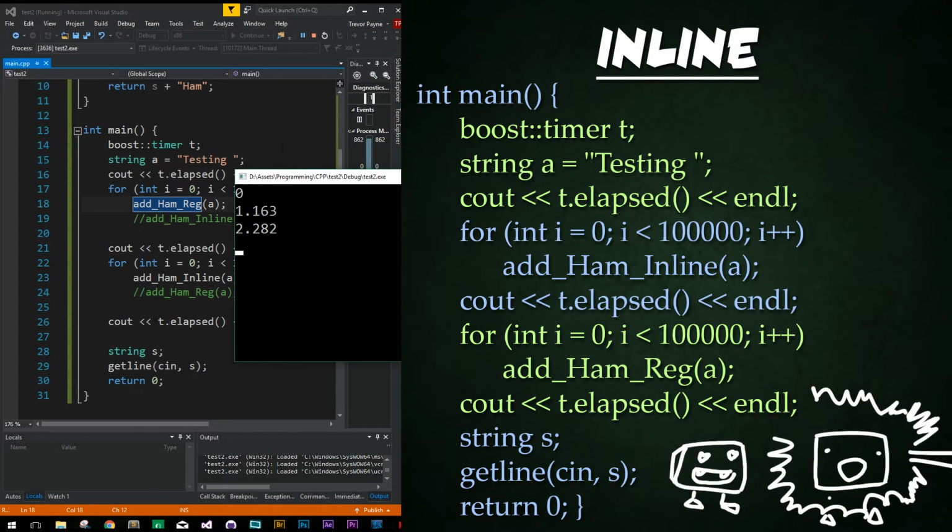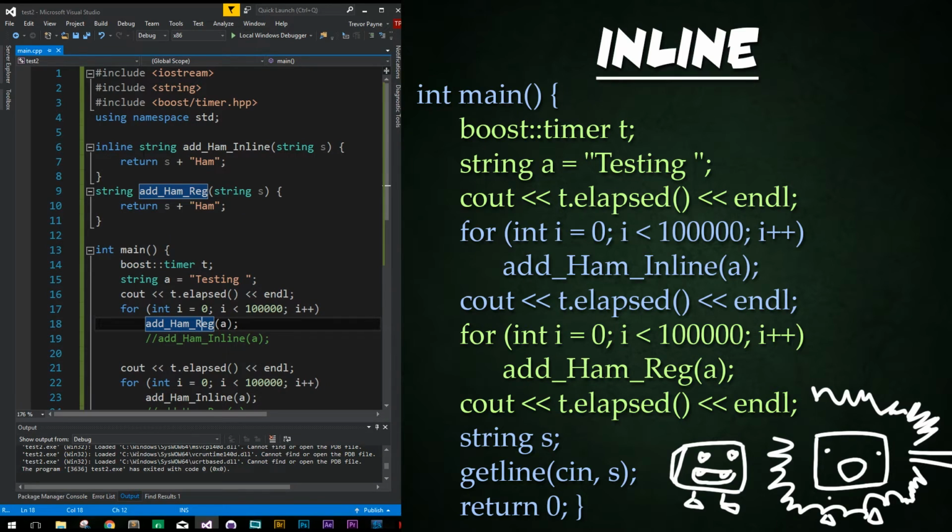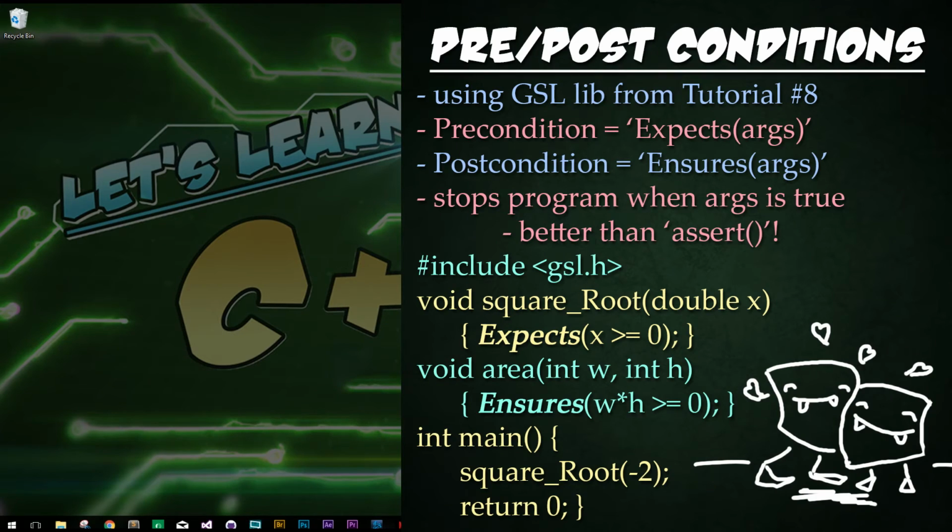So take it with a grain of salt, but know that it's something that you can use to optimize very simple code. If you typically have like 1 or 2 lines of code right here, then you can use inline. Alternate solutions are also Lambda functions, which we will cover in a later intermediate tutorial. All right, so let's move on to preconditions and postconditions.